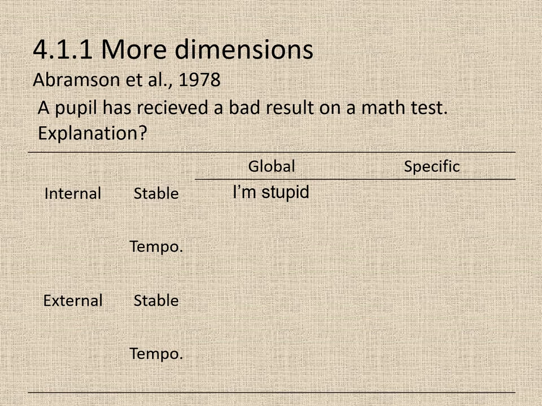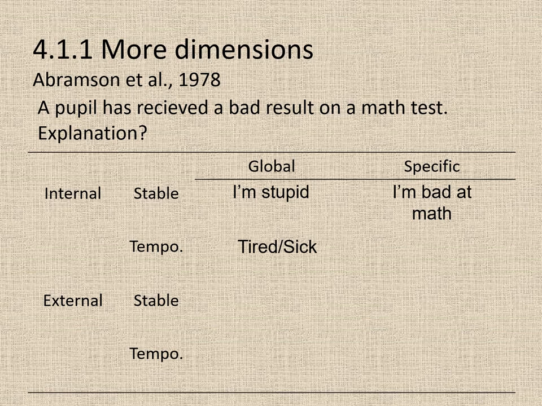Internal, temporary, and global. What would that be? I'm stupid today. Why are you stupid today? Because not tomorrow. Something makes you stupid today. You're tired, you're sick, or something like that. It's internal. It's my fault. It's global. Would I do a test in history, I would receive a bad result on that also. So it's not specific for math, but it's temporary. If I do the test tomorrow, it will turn out fine.